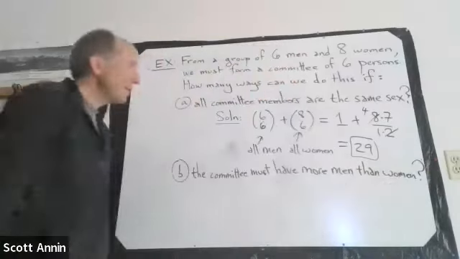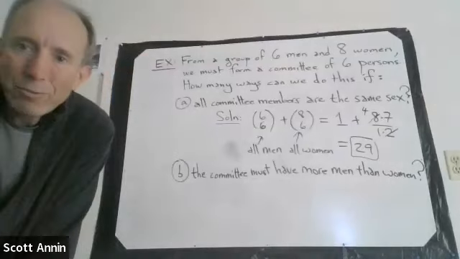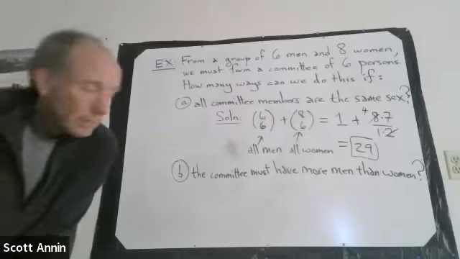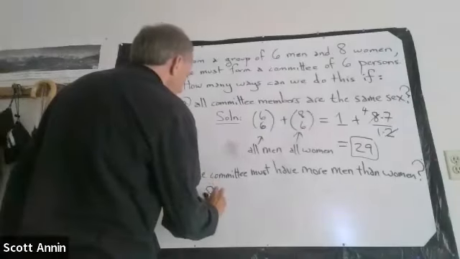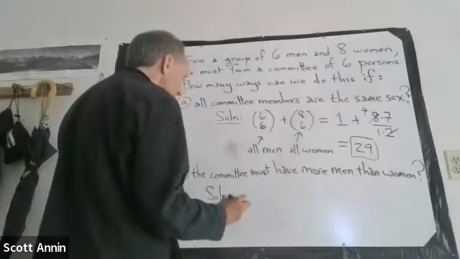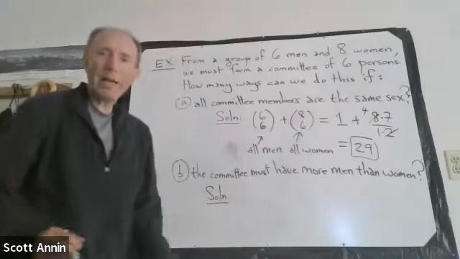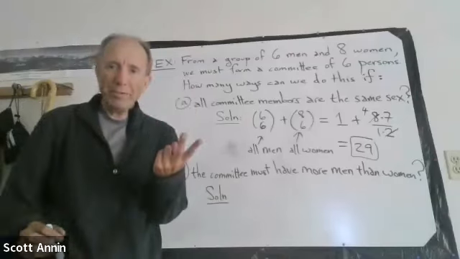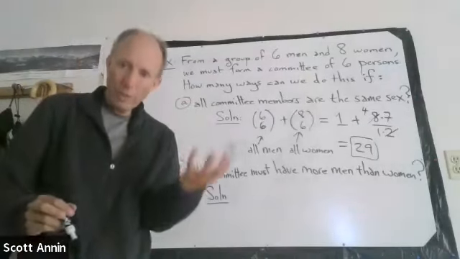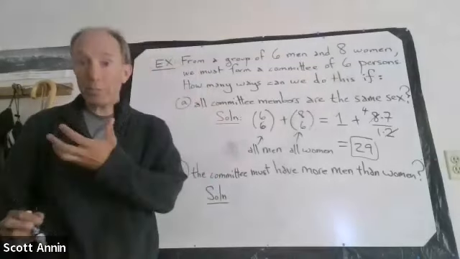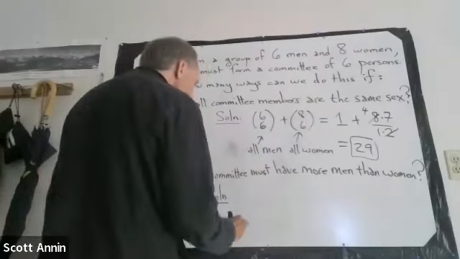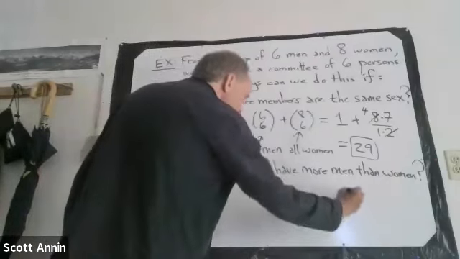The committee must have more men than women. It's a committee of 6. So if it's going to be more men than women, what could we have? We could have 4 men and 2 women, or we could have 5 men and 1 woman, or 6 men and no women, right? So there are those 3 possibilities. Let's just add the 3 possibilities up.